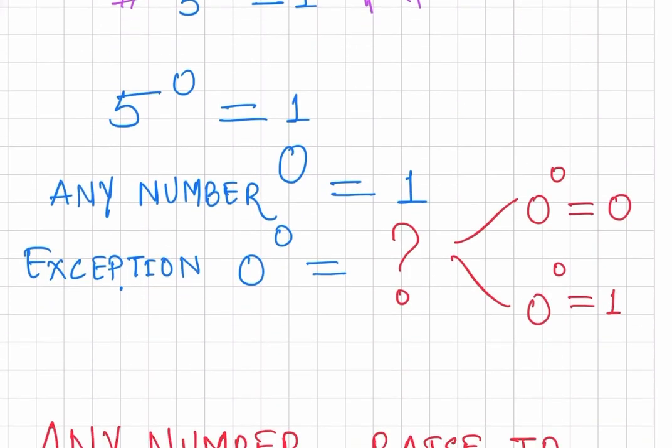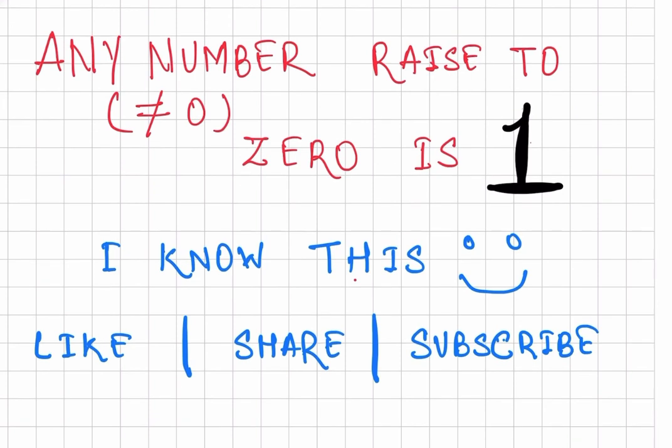So 5 raised to 0 is 1, you have learned so far. So any number raised to 0 is 1, but there is an exception, and the exception is 0. So what is 0 raised to 0? Is that 0 or is that 1? I'm leaving this for the next video. In the meantime, you already know that any number raised to 0 is 1, but there is an exception: this number should not be equal to 0. And I'm leaving this for the next video.